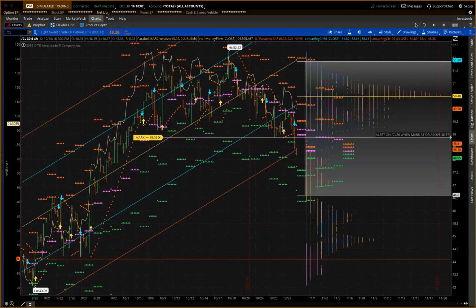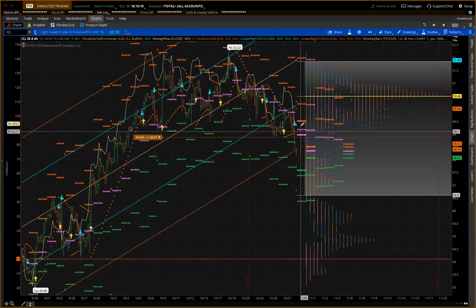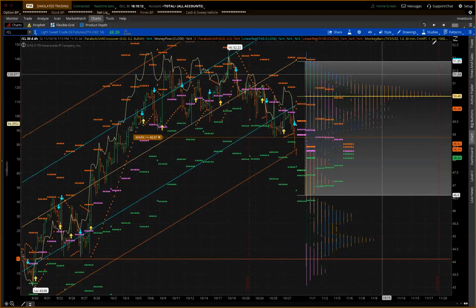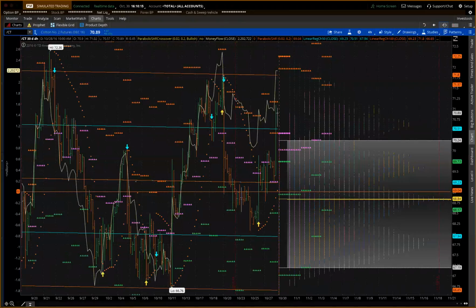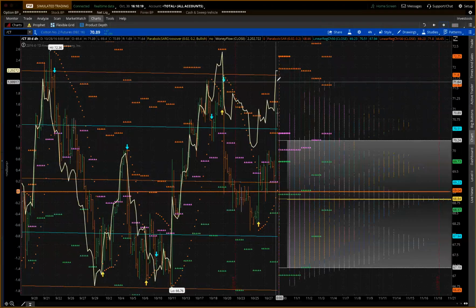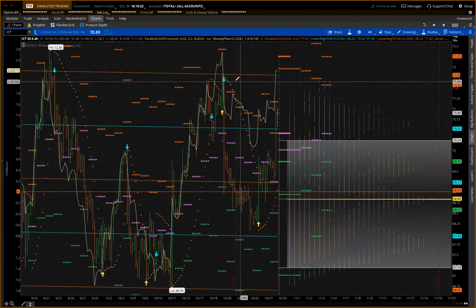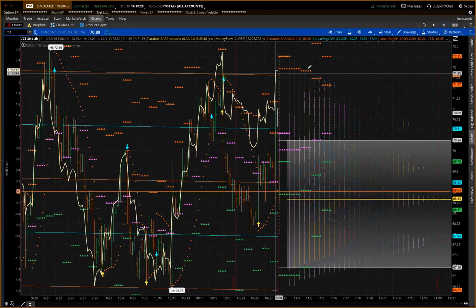Let's do it that way. I just think it's going to be a lot of sideways here for a little while. Here's cotton. Possibility of a double top up here, so be careful. This goes back even further because of the money flow and everything.